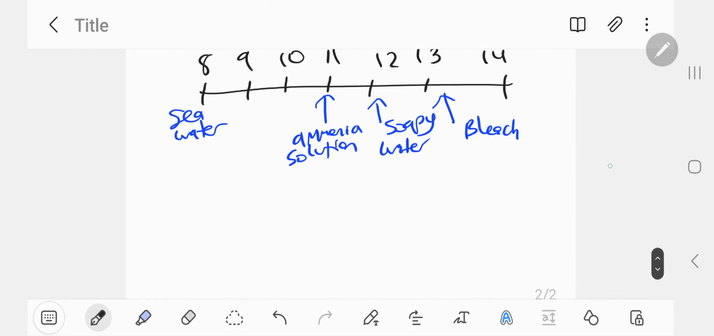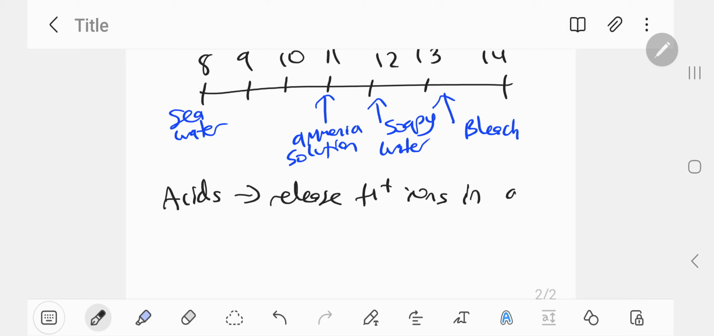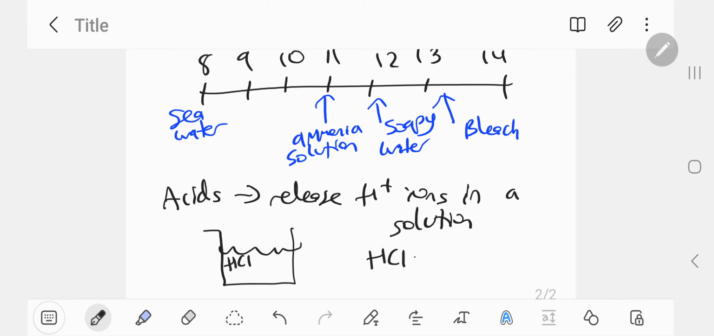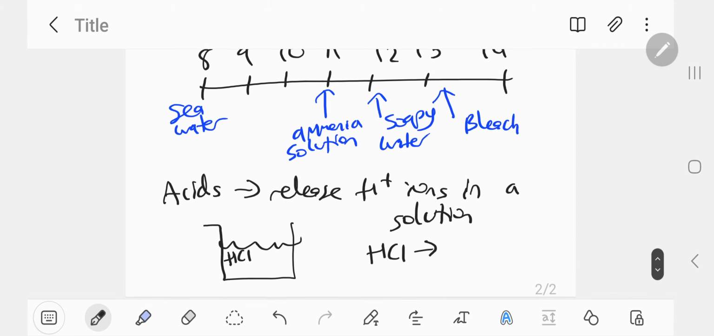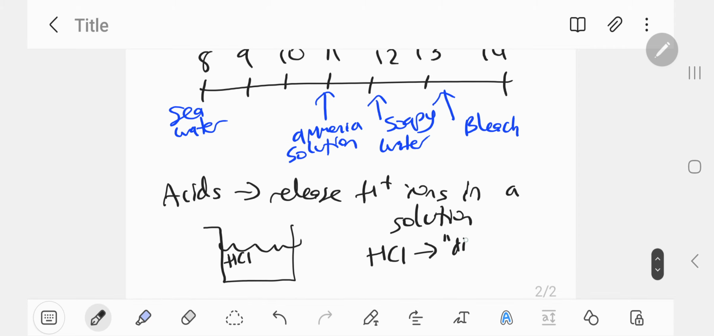A bit more into acids and bases. Acids, as I mentioned, like to release hydrogen ions in a solution. So if I put an acid in water, let's say I've got a beaker here, I've got some water and I pour in some hydrochloric acid, which is HCl. The HCl, there's a fancy way of saying splitting up in science, in chemistry. It dissociates.